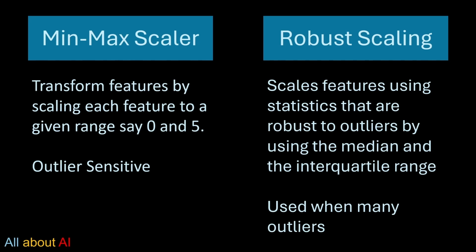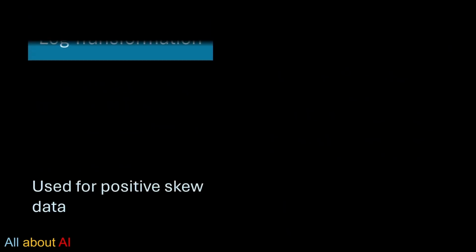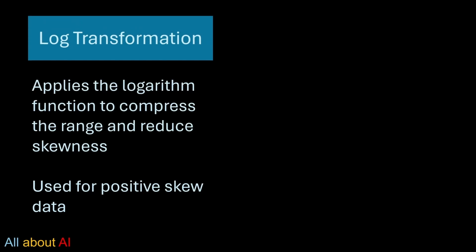And usually this is being used when there are many outliers. Next, we'll talk about log transformation. So in this case, we apply a logarithmic function to compress the range and reduce the skewness. Usually used for positively skewed data.